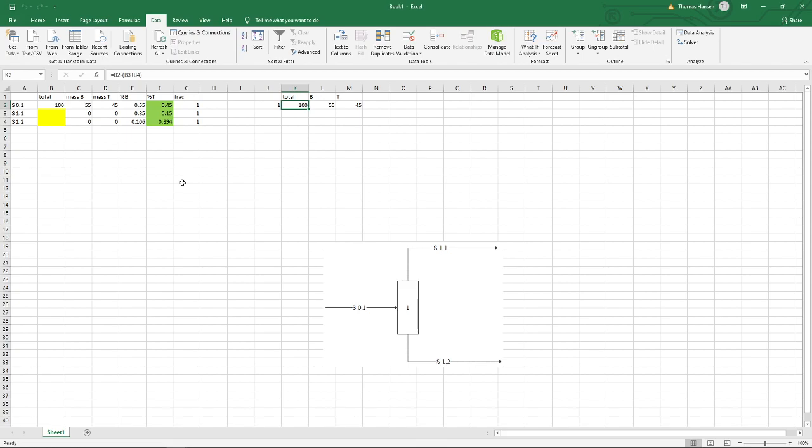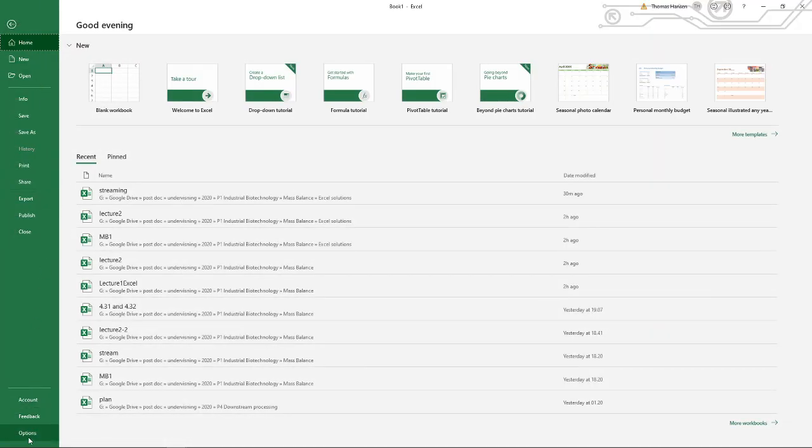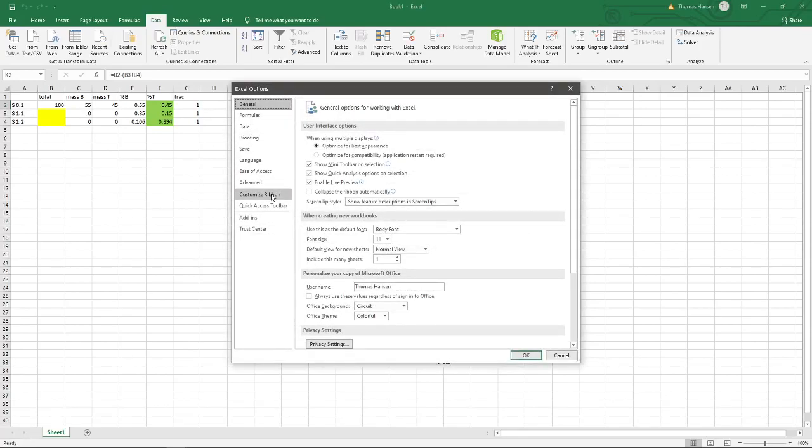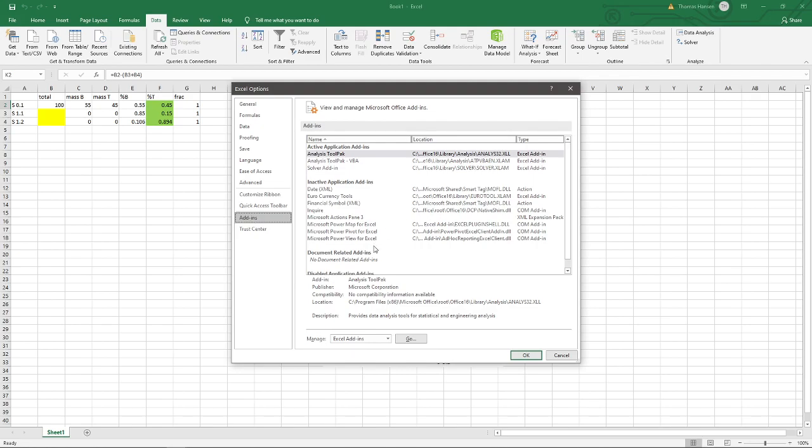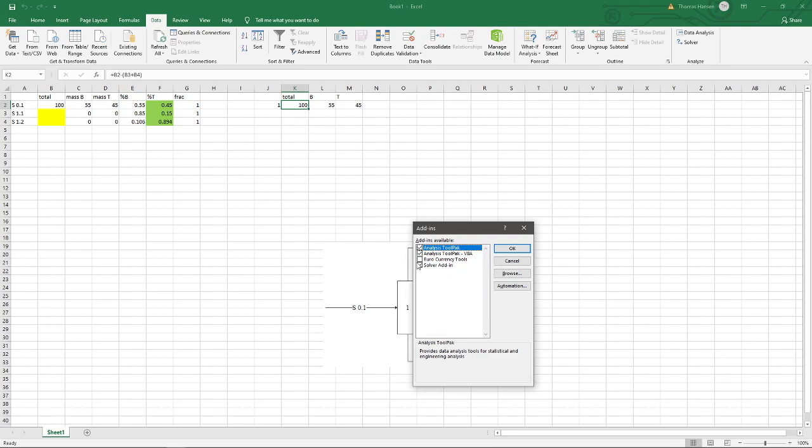Just to activate the solver in Excel, we go to File, we go to Options, and then here we have our add-ins. And if you click Manage Excel Add-ins, Go, you can then check off Solver, and you have the solver activated.